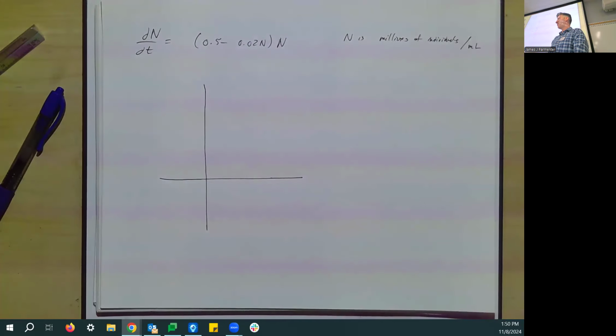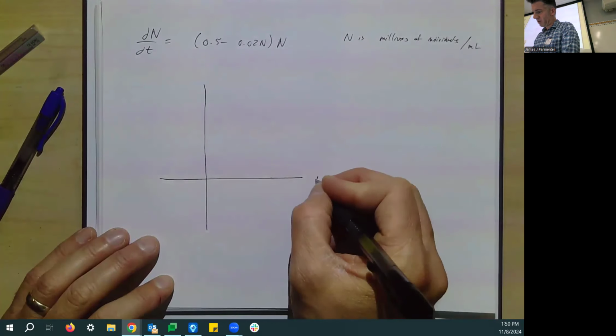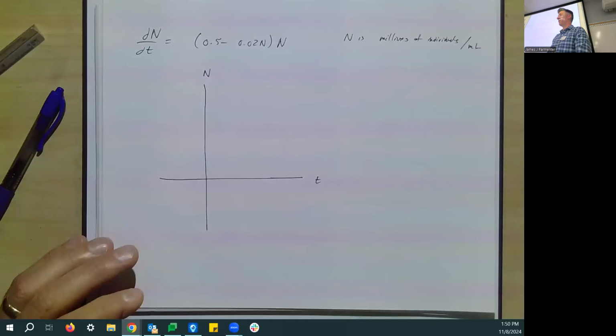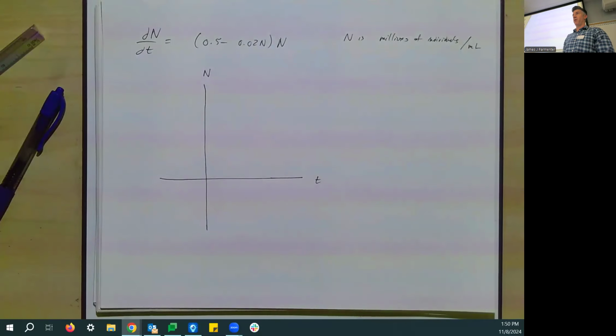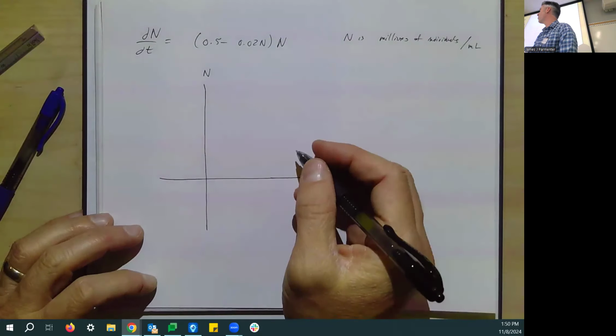The question relates to graphing the sketch. So when you're graphing the direction field, it's not like your phase plot where it's n and n prime. It's your dependent variable versus your independent variable. So let's say 250.